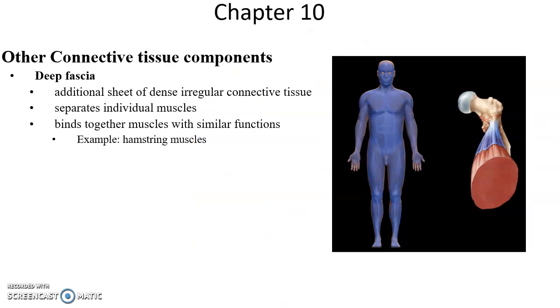There are, of course, some other important connective tissue structures. We have the deep fascia. Deep fascia is dense, irregular connective tissue that separates individual muscles. So this is also wrapping around muscles and separating them from each other so they can contract and move independently of each other. Sometimes it also helps to bind together muscles with similar functions. So there's deep fascia keeping the hamstring muscles all together in our leg, for instance.